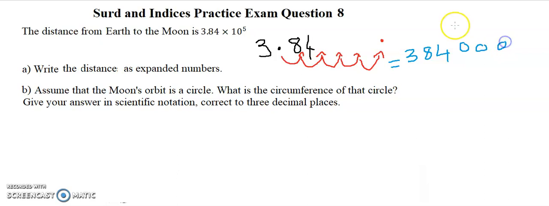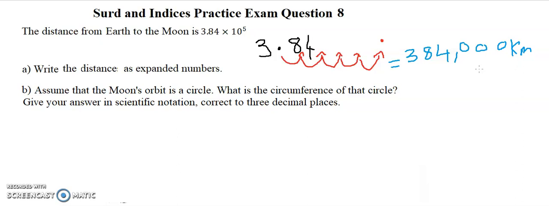384,000. So we've now got the distance of 384,000 kilometers, and that is the distance in expanded form from the Earth to the Moon.